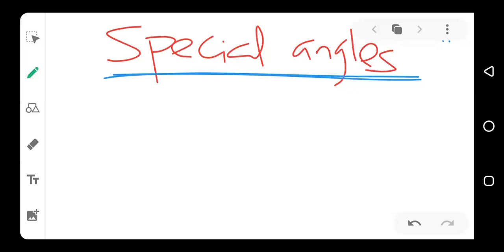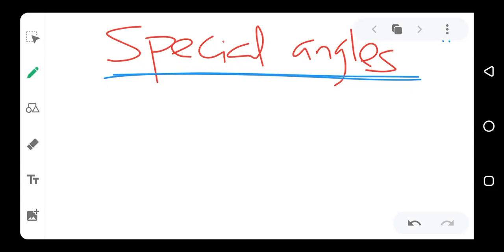Today we are going to continue with our discussion on trigonometry and we are going to discuss special angles. Special angles are commonly used angles in mathematics, and so we are going to learn how to derive them, that is how to get the special angles. That is what we are going to focus our attention on in today's lesson.